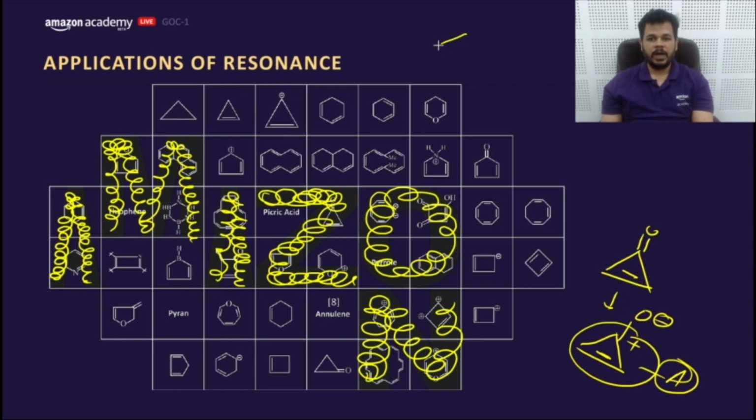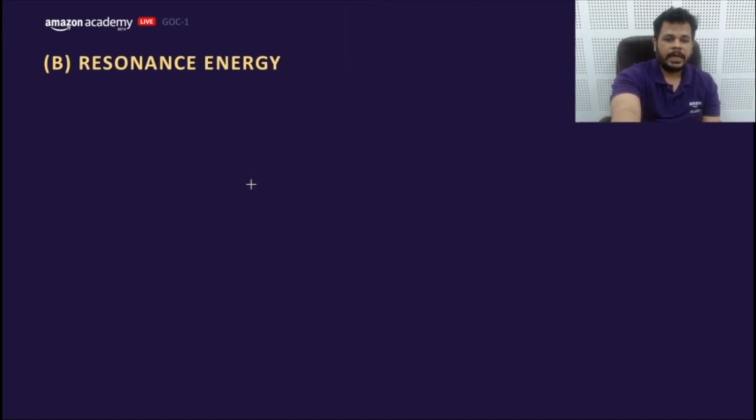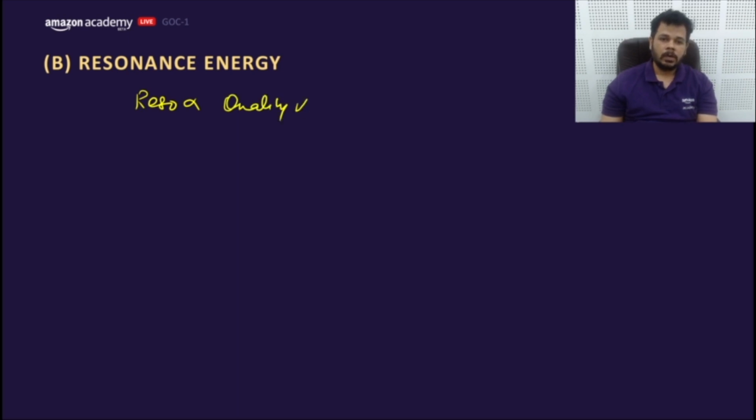For an example, if you find this, it would be considered like this, aromatic. So this is aromatic, anti-aromatic. Next is what? Resonance energy. Resonance energy is directly proportional to what? Quality of resonance.